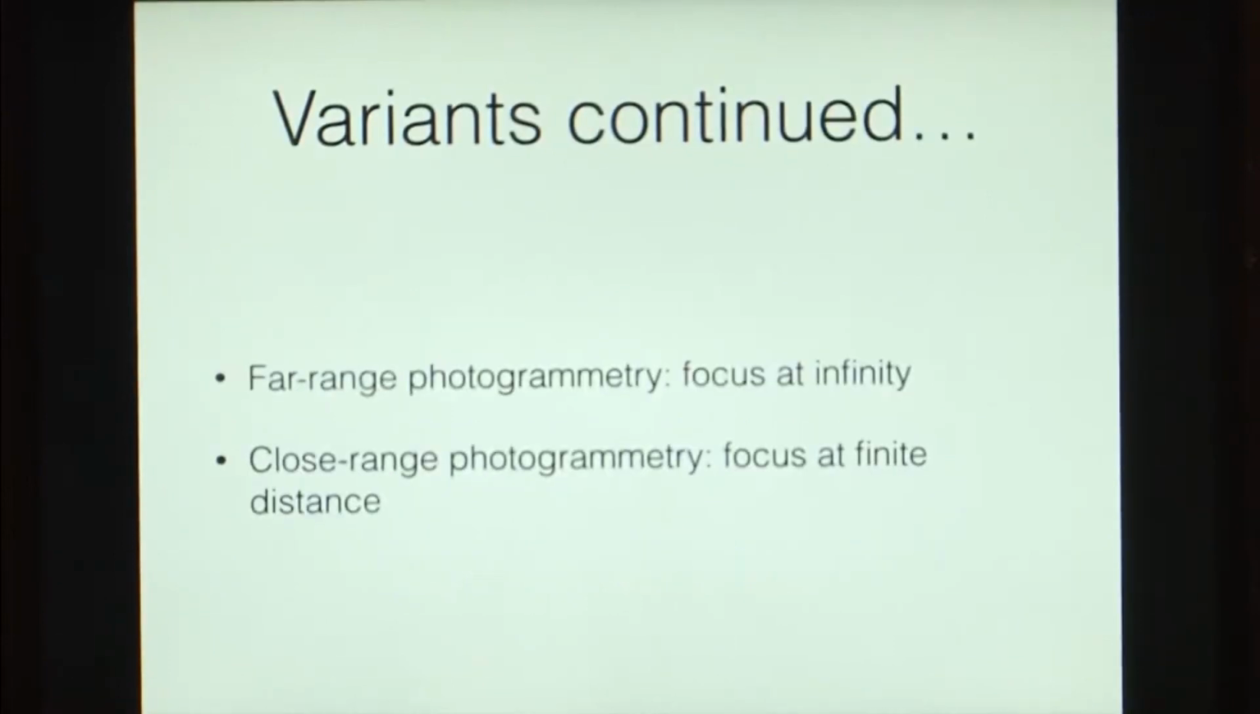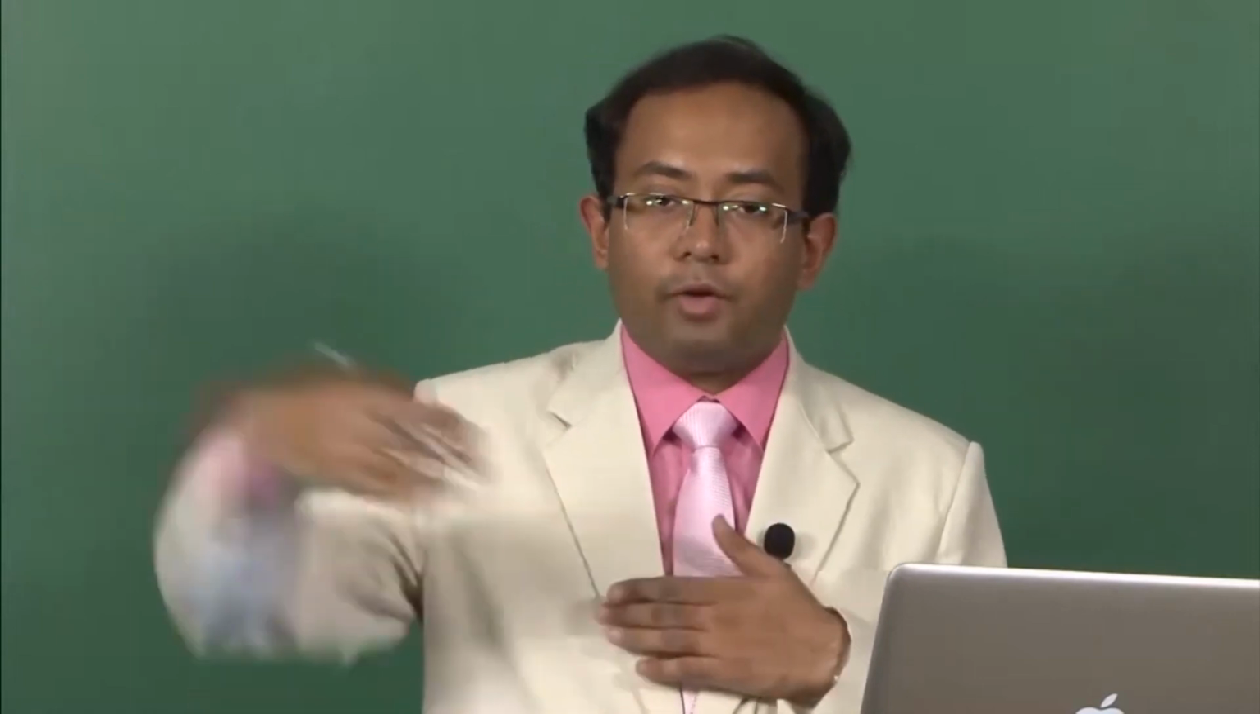We can also have far range photogrammetry and close range photogrammetry. In the case of far range photogrammetry, your camera is focused at infinity, whereas in the case of close range photogrammetry, the focus is at a finite distance. For instance, if your camera is mounted on a plane and it is focused at infinity, so it is focused to take images of all objects that are very far from the camera, then it is known as far range photogrammetry. But if you are focusing your camera to such an extent that it takes pictures within a certain range, then it will be called close range photogrammetry.